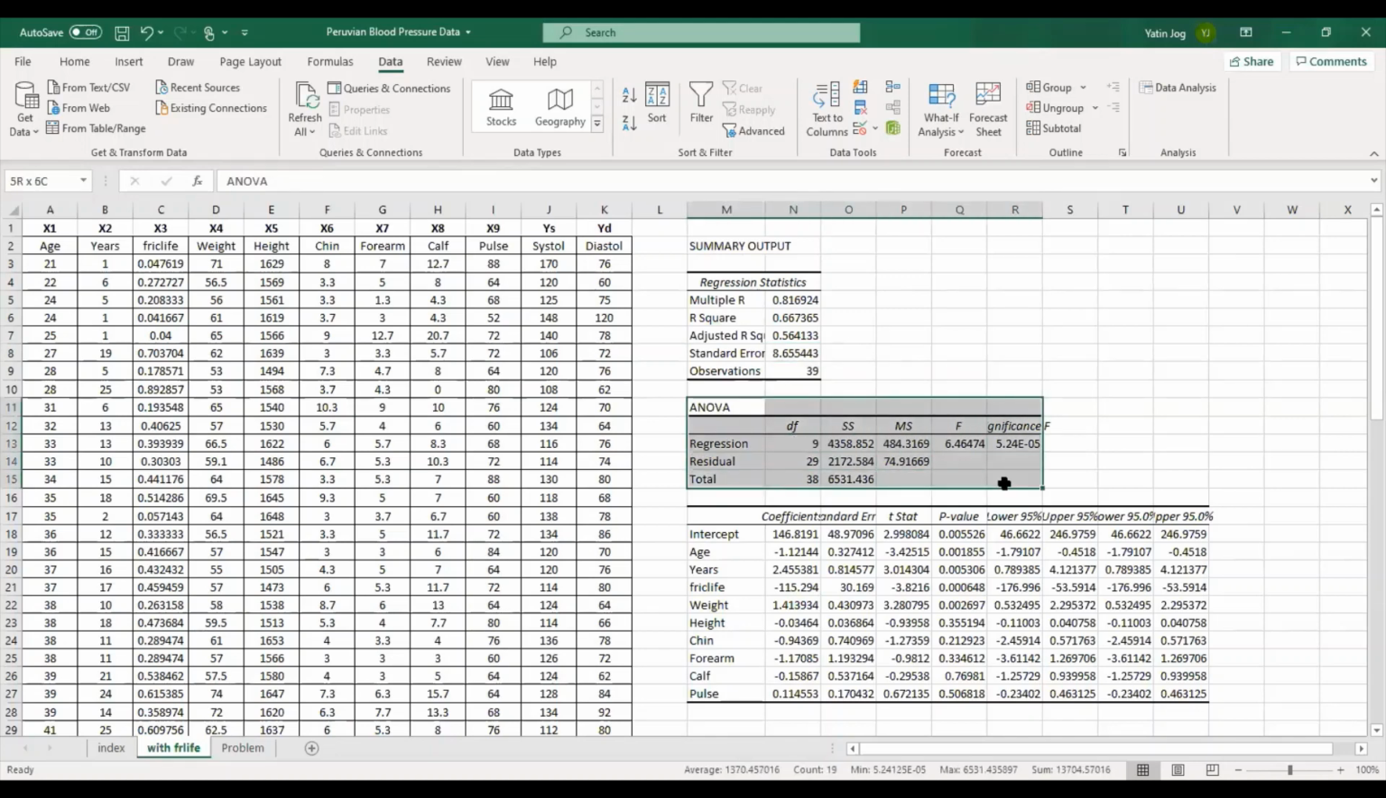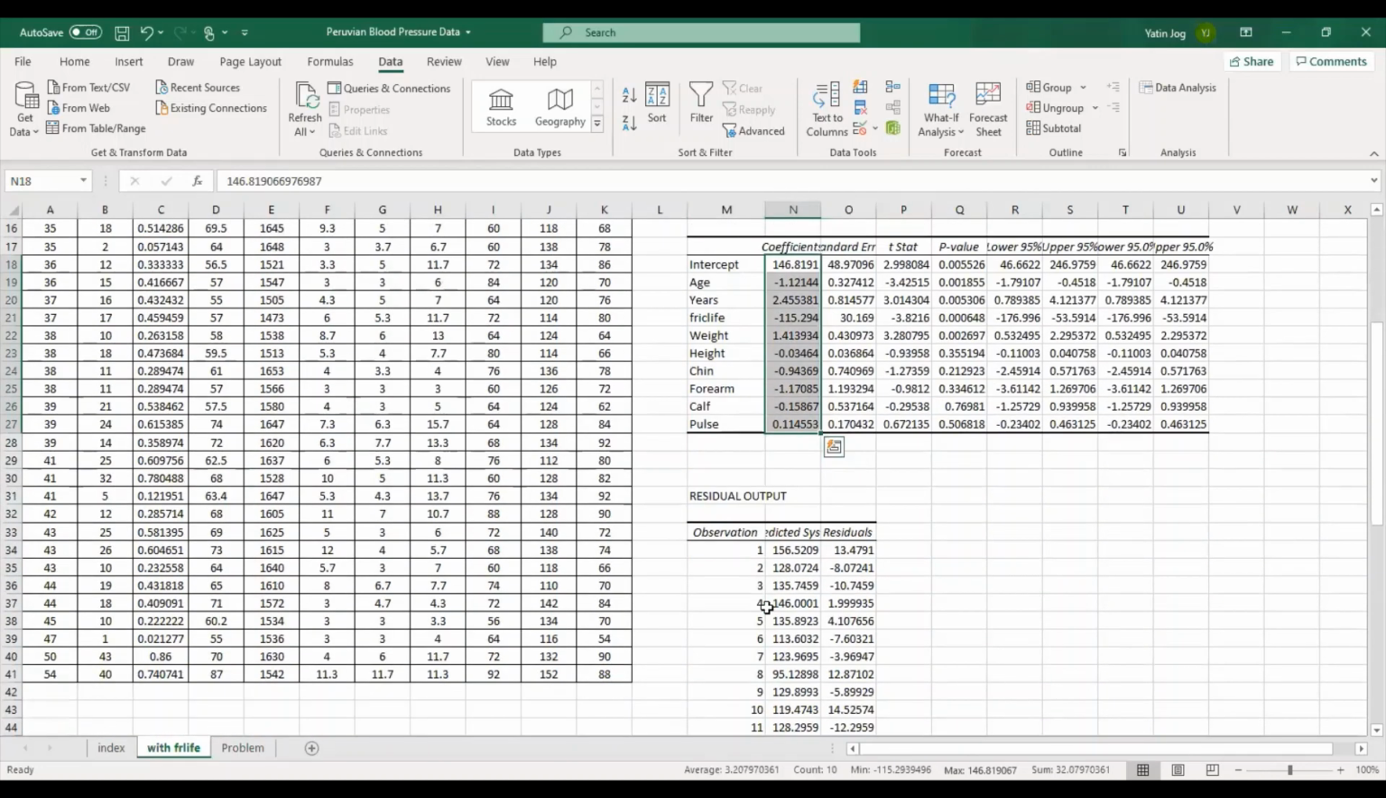ANOVA we'll discuss in tomorrow's session. These are the coefficients in the coefficient table, using which you can write the equation for the data model: Ys is equal to all the variables multiplied by their coefficients, plus the last intercept, which is a constant. So that also you can do.